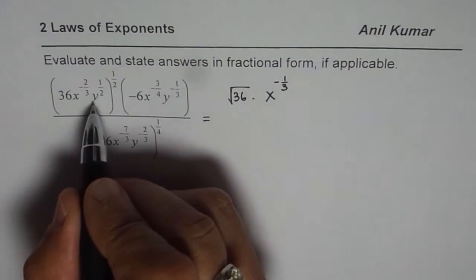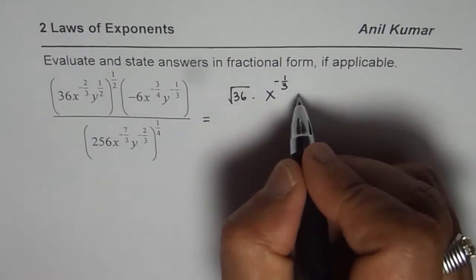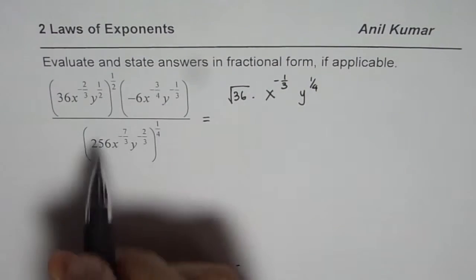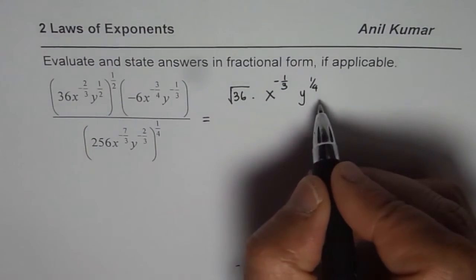Now next is y to the power of half times half. So half times half is what? Half times half is 1 over 4, right? So at times I've seen students writing this as 1. So you have to multiply, right? So you get this as an expression.